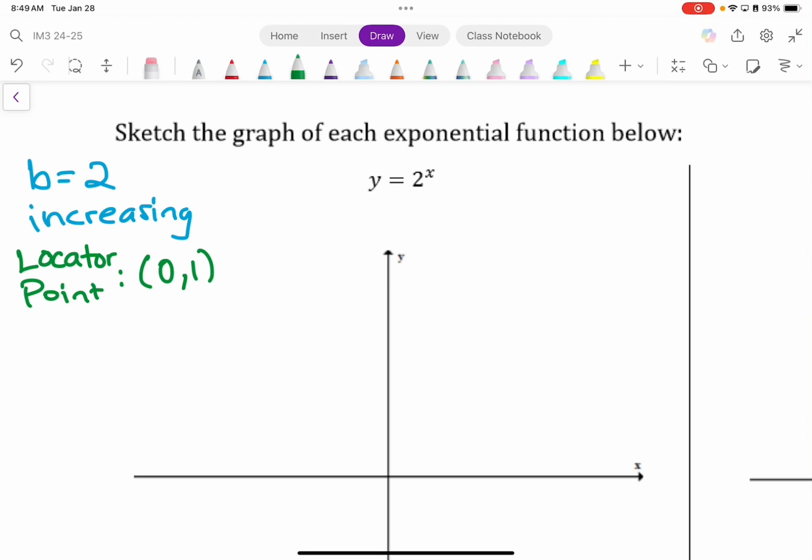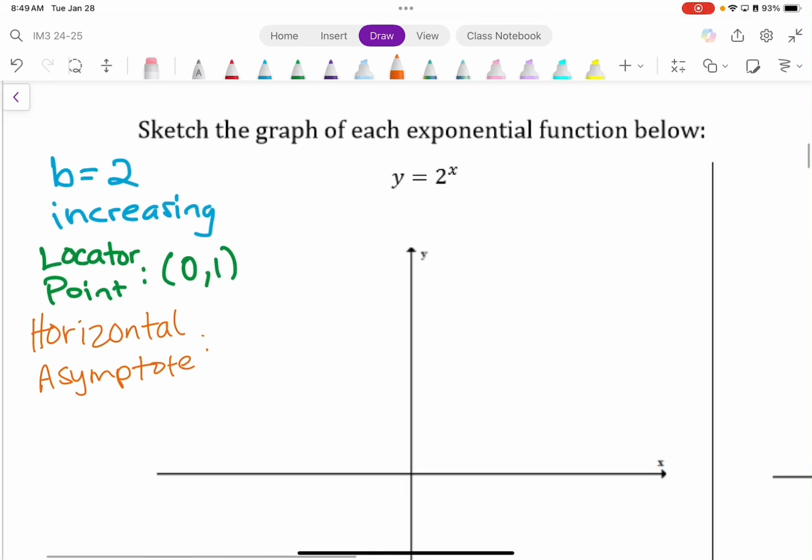Okay, and then lastly, what is the horizontal asymptote? Well, the horizontal asymptote for any exponential function is going to be the x-axis. So we will label that y equals 0. Got it?